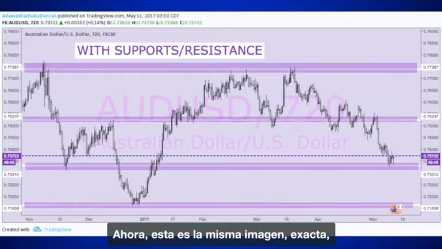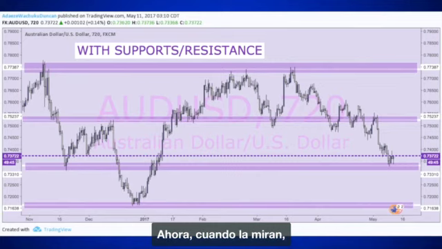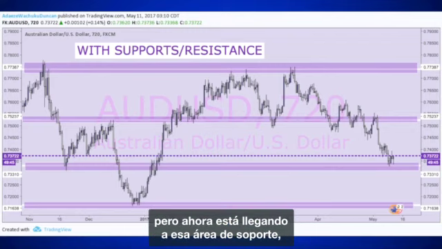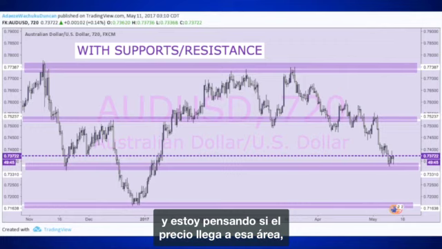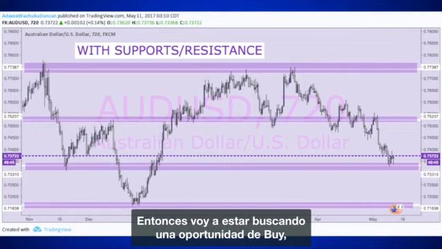Now, here's that exact same picture, but with the support and resistance areas drawn. When you look at it, maybe you're noticing that, okay, price was going down, but now it's reaching that area of support. And I'm thinking if price gets to this area, I think it's going to turn around. So I'm going to be looking for a buy.